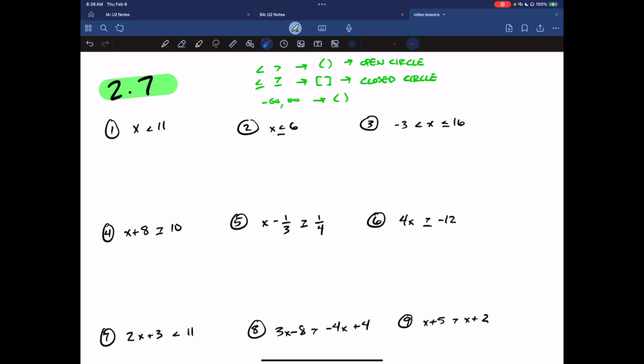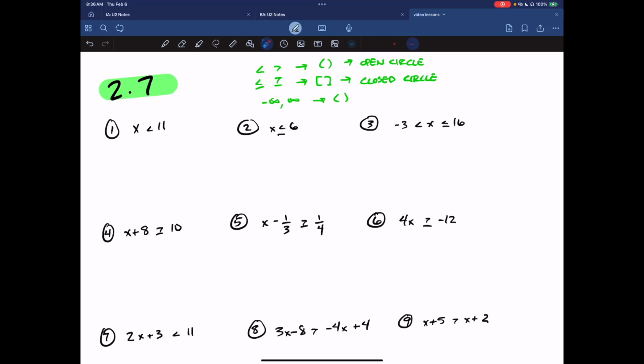Okay. And an inequality can have one of each or both at any time. And the parentheses means I'm approaching this number, but that number is not a part of the solution. The equal to, or the bracket, means it is part of the solution and I can include it in my answer. Now, like I said, when it's less than or greater than, I use parentheses because I'm approaching and the number itself is not included in the answer.